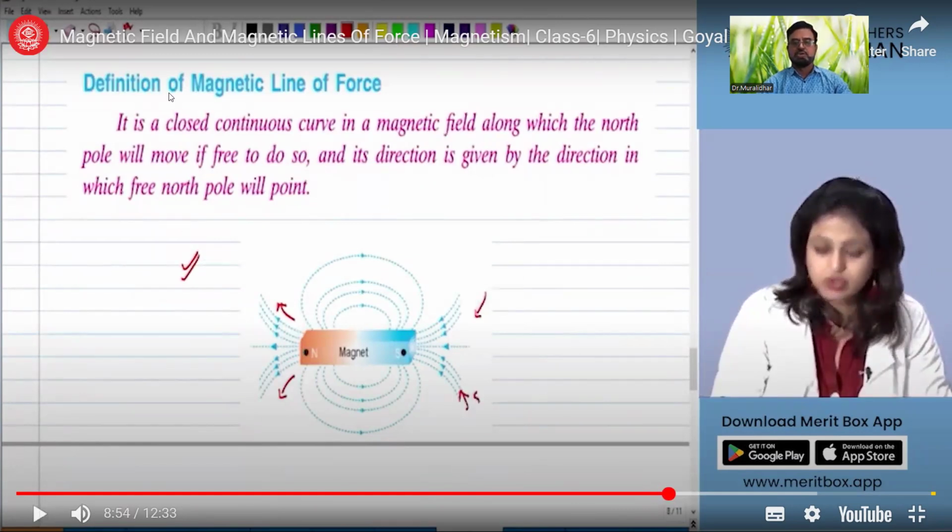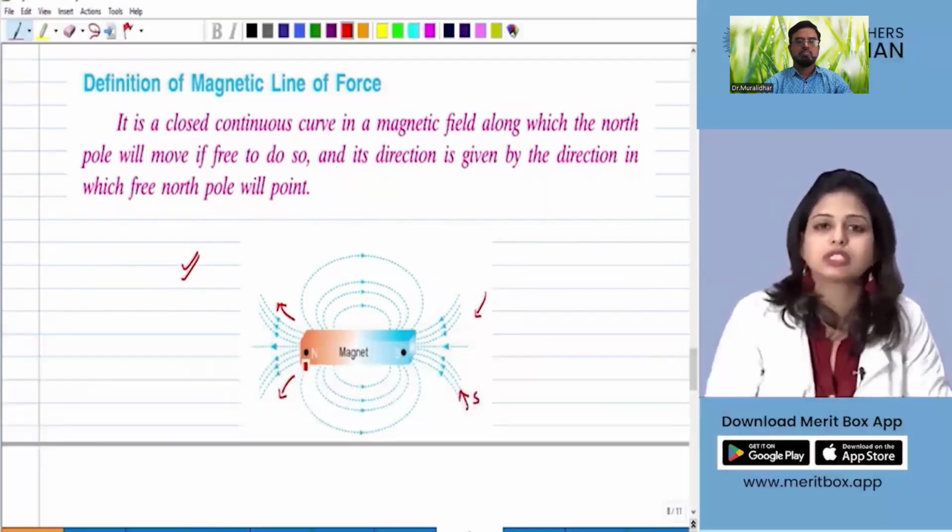Definition of magnetic line of force. Note down. It is a closed continuous curve in a magnetic field along which the north pole will move if free to do so, and its direction is given by the direction in which a free north pole will point. I will explain this. Lines of force always start from the north pole and terminate at the south pole, meaning away from the north pole towards the south pole. And in between, we get concentric circles.